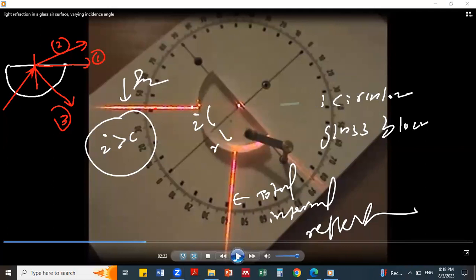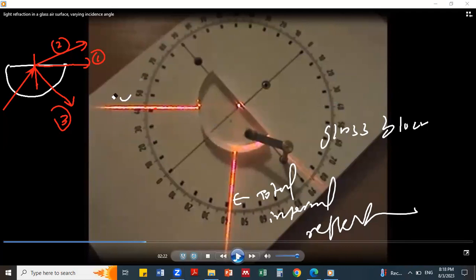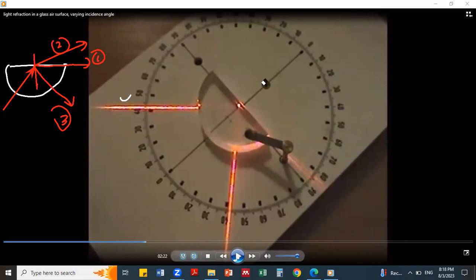I don't know how many of you have done this in the school, but you can measure the angle, right? What is the angle here? Check this figure and tell me the angle of incidence here, everyone. What is the angle of incidence here?